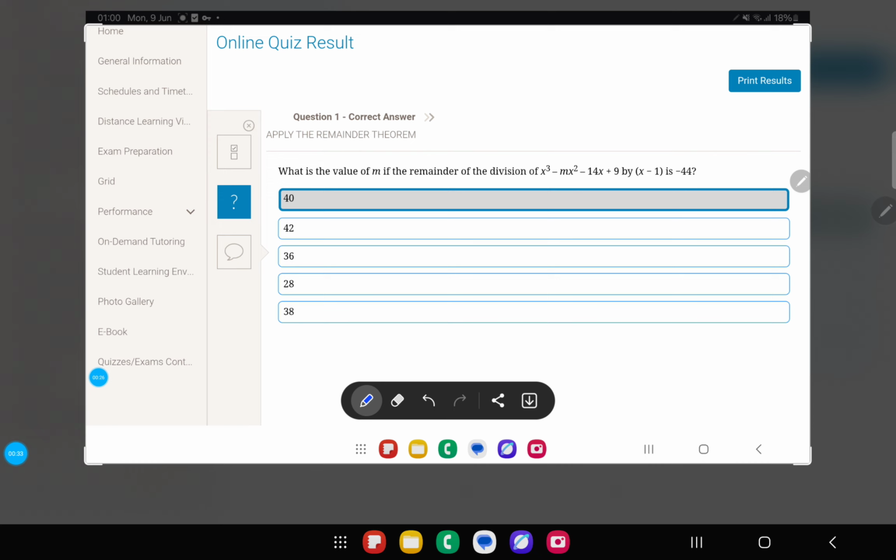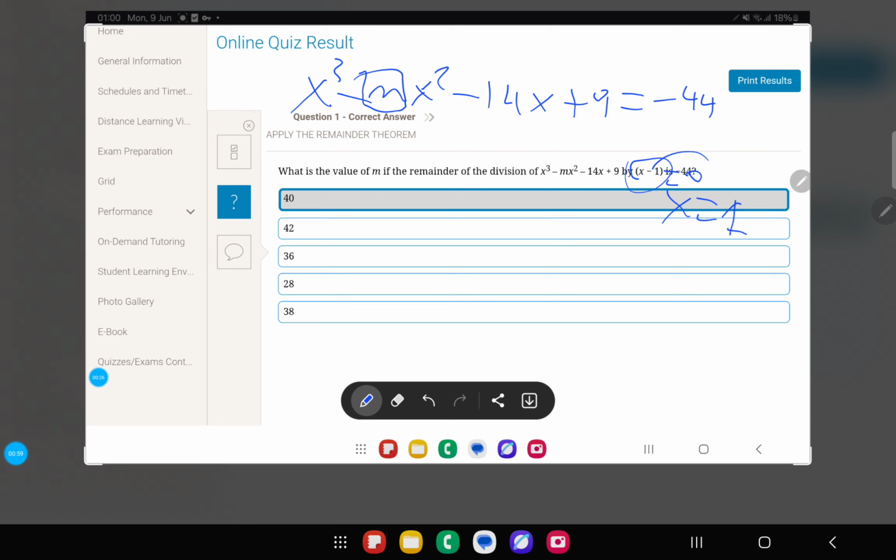We're given the remainder, so we write it like this: x cubed minus mx squared minus 14x plus 9 equals negative 44. They want us to find the value of m, by x minus 1. Now to apply the remainder theorem, we just need to find the root. So we make it x equals 1, since x minus 1 equals 0, flip negative 1, you get x equals 1.